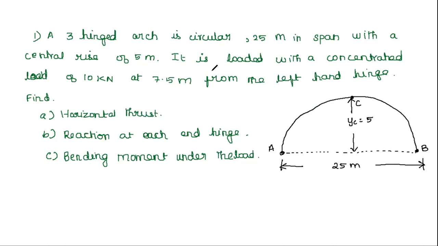And it is loaded with a concentrated load of 10 kilonewton at 7.5 meter from the left end A. So at 7.5 meter, it is loaded with 10 kilonewton load, which is at a distance of 5 meter from the left hand hinge. For this condition, we are going to find out the horizontal thrust, reaction at each end hinge, and bending moment under the load.